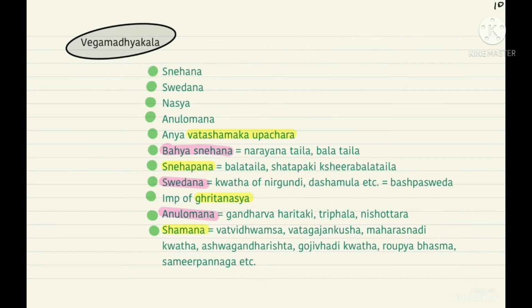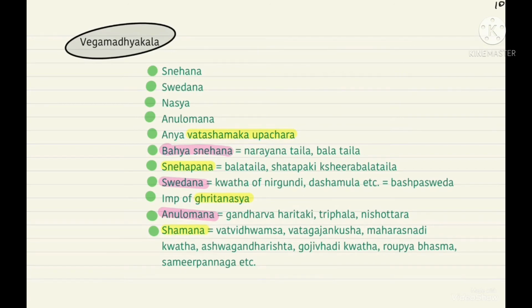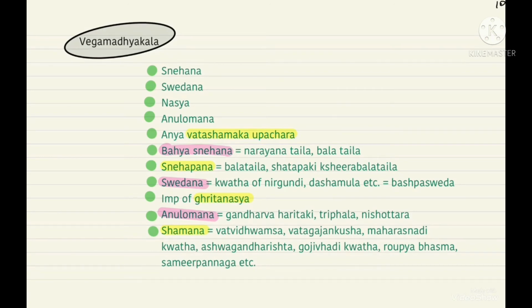Alright, so now the treatment is a little different for Vega Madhyakala or Avegavastha. This means the period between the two convulsions. During this period, Snehan, Svedan, Nasya and Anuloman have to be done, and any other Vatashambhak Upchar. So for Bahya Snehan, Narayan Taila and Bala Taila are to be used. For Snehapan, Bala Taila, Shatapaki Kshir Bala Taila is to be used.